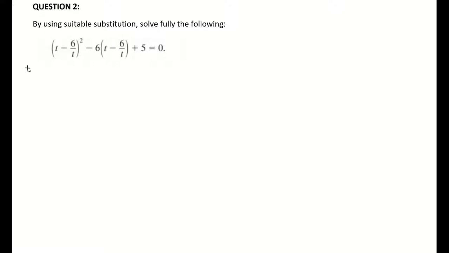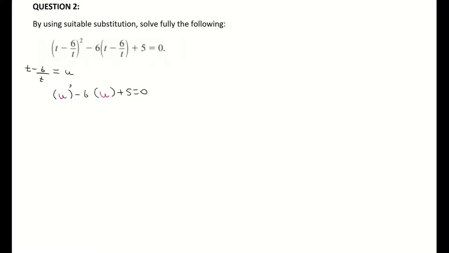So I'm taking my t minus 6 over t, and I'm going to substitute that in with a letter, and I'm going to call it u. Now you can use any letter to represent it. I'm just calling it u. And then when I sub that into my quadratic, I'm changing what's inside the brackets for the letter u. So I'm just substituting in u instead of t minus 6 over t.